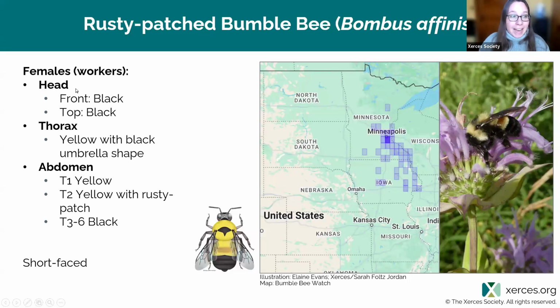I always like to look at the head last, just to make sure that the color patterns of the hairs line up with what I expect. So for rusty patch bumblebees, their hairs on the front of their face and on the top of their head are going to be black.